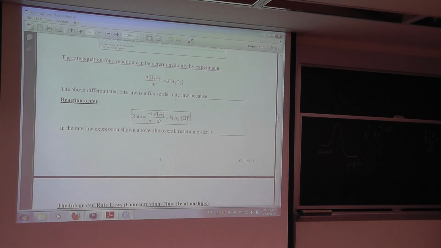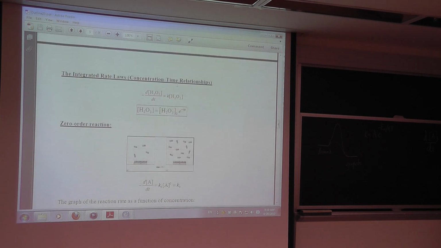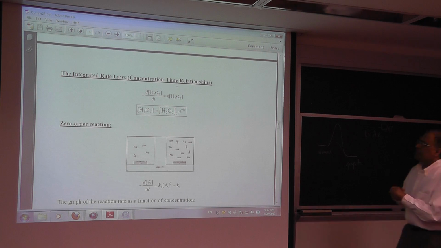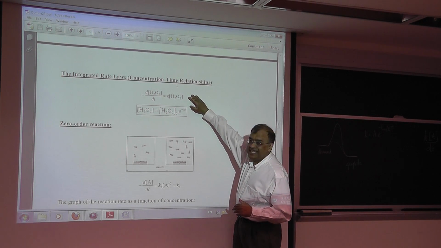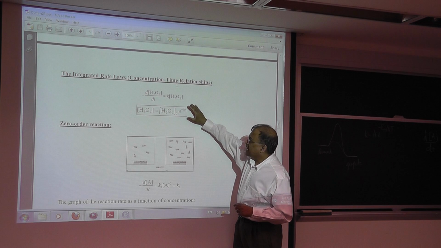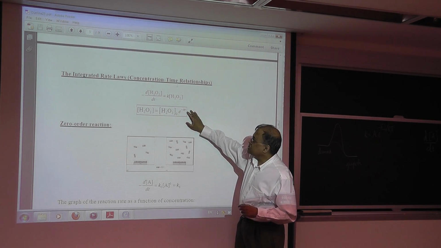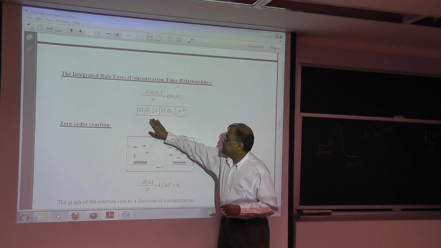Okay, so we looked at a differentiated rate law. The differentiated rate law tells you how the rate on the left-hand side depends on concentration. But when you're doing experiments in a lab, it's hard to measure the rate directly. So the differentiated rate law is not as useful. What is more useful is the integrated rate law. If you integrate the differentiated rate law, you get the integrated rate law, which tells you how the concentration depends on time.